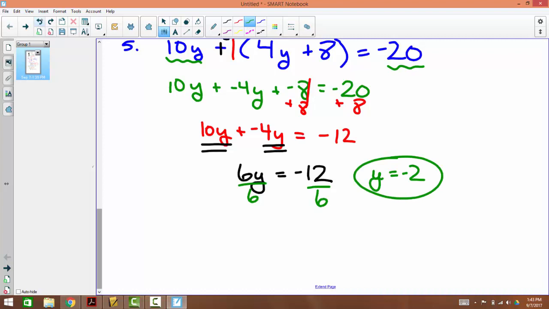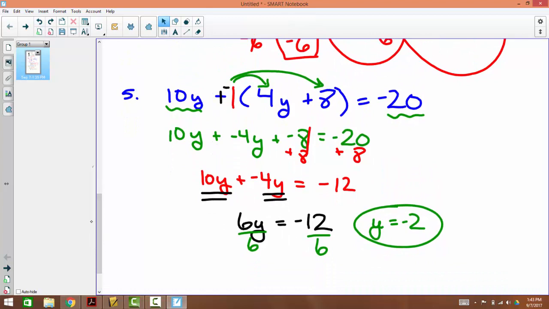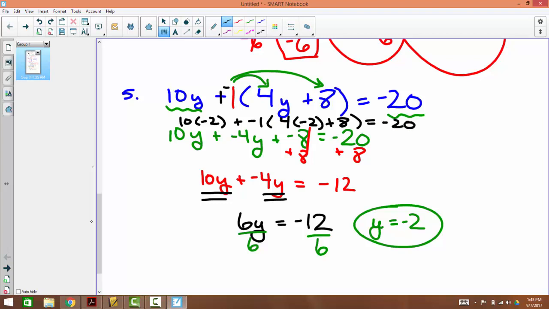Now that number looks pretty fun to plug in, so we can go back to the initial problem and just test it really quickly. 10 times negative 2 plus negative 1 times 4 times negative 2 plus 8 equals negative 20. And then you'll notice that 10 times negative 2 is negative 20, and negative 8 and positive 8 is a 0, so all of this cancels because 0 times anything is 0. So yay, it works. You can celebrate because you are positive it is right.